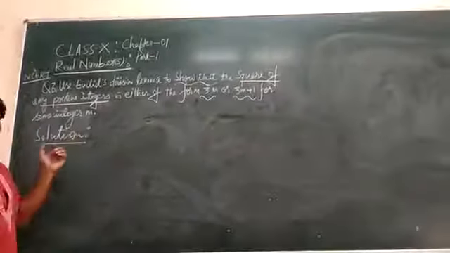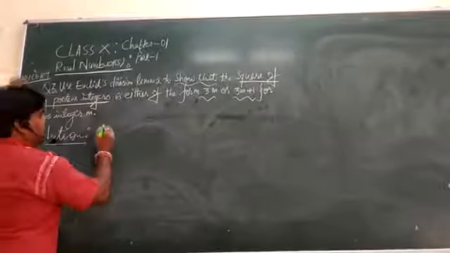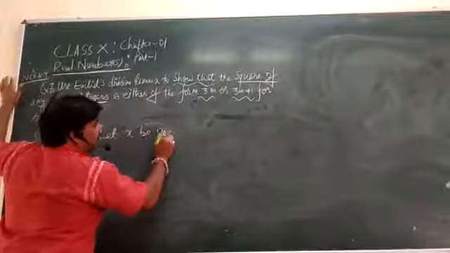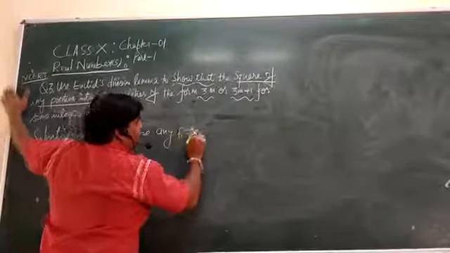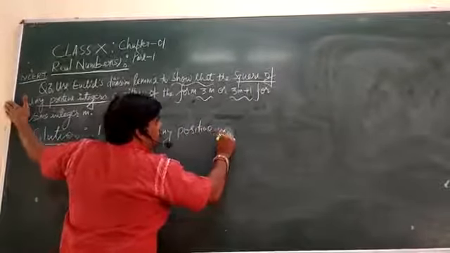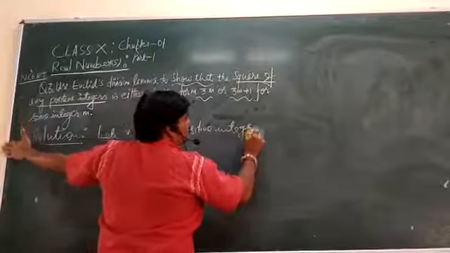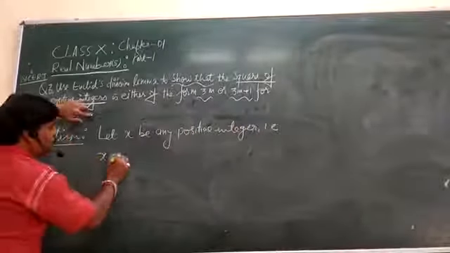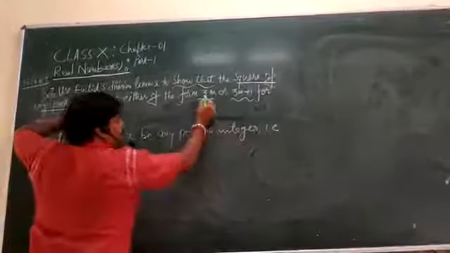Okay, now the solution is, so let x be any positive integer, that can be replaced like x is equal to b. b is nothing else, this is 3.